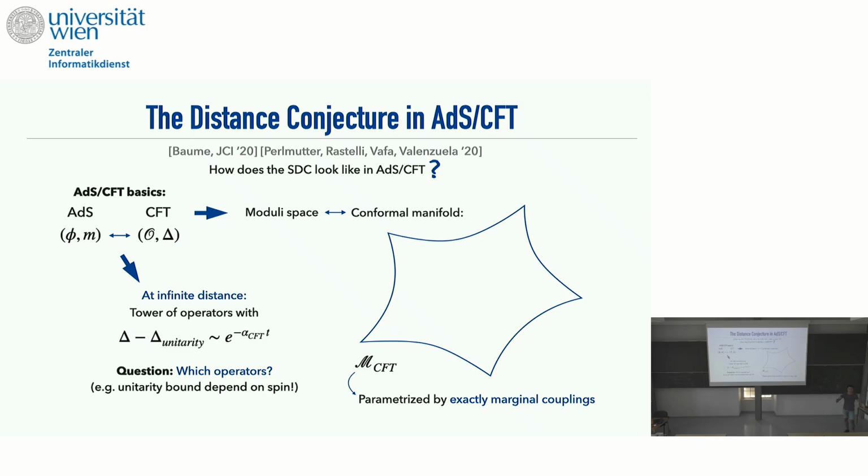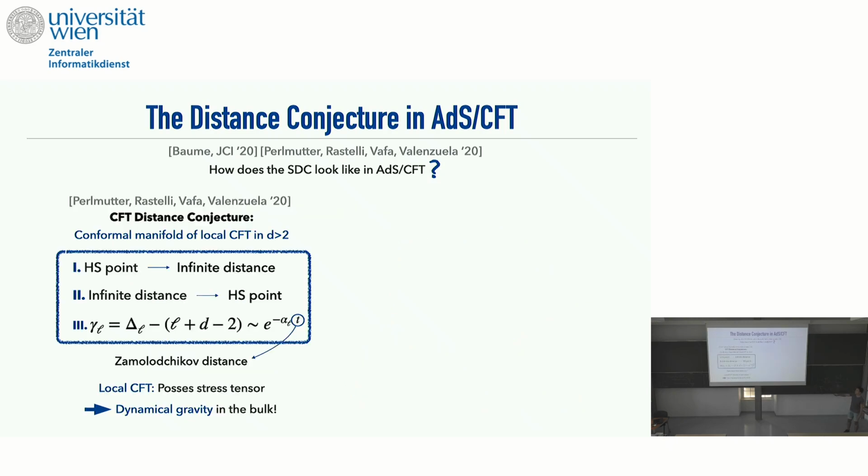Now you take CFTs, you take as many as you know, you compute, and what you find is that you always find higher spin operators. So what you seem to find is that this tower always has something to do with higher spin operators. And all of this is very nicely encoded in this CFT distance conjecture that was put out by these authors.